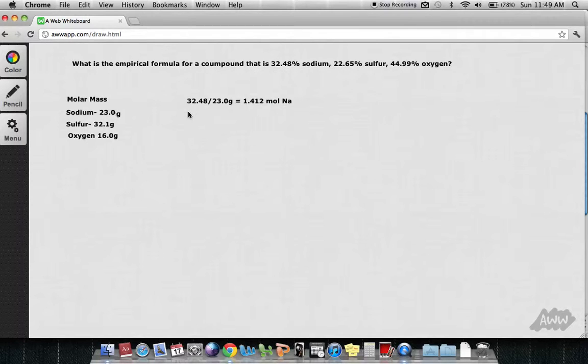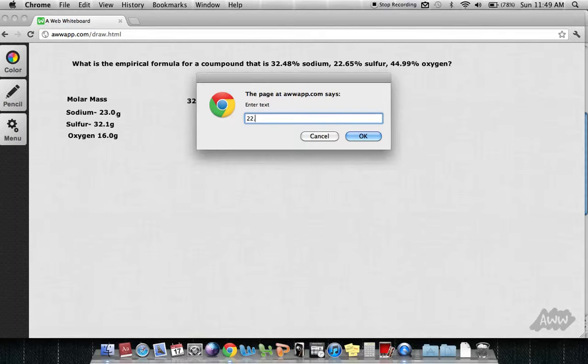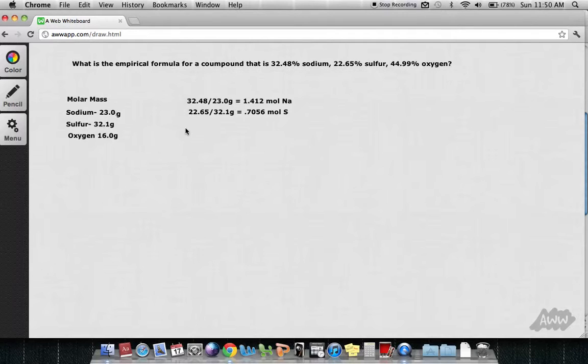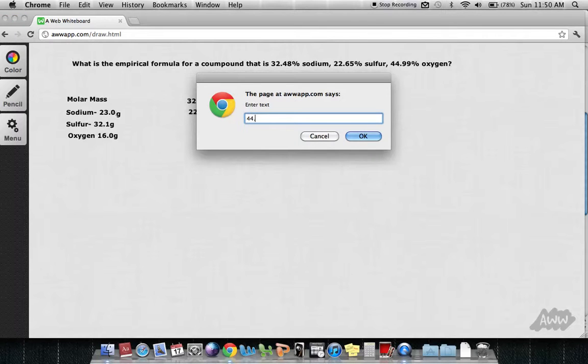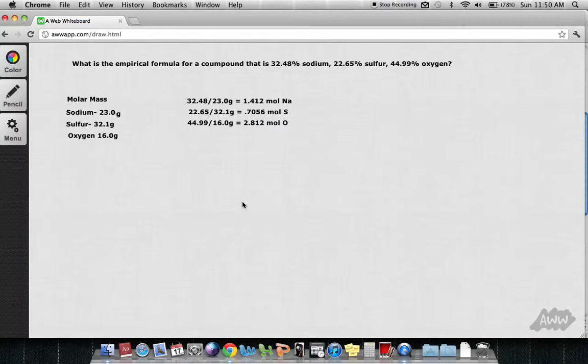Next, you have sulfur, so it's 22.65 divided by 32.1 grams, which should equal 0.7056 moles of sulfur. And then 44.99 divided by 16.0 grams, which should equal 2.812 moles of oxygen.